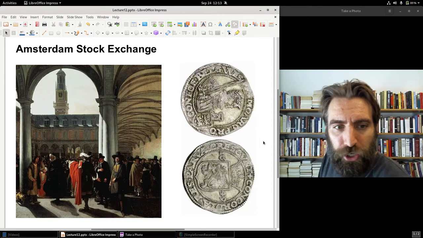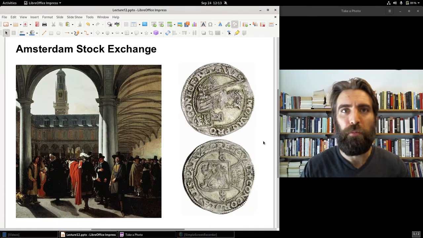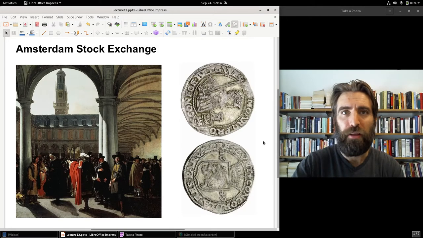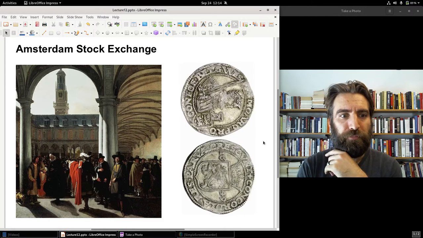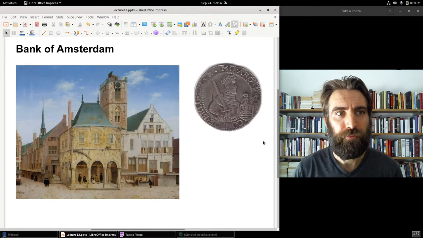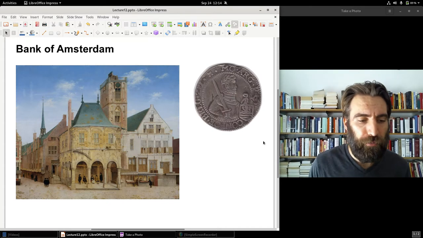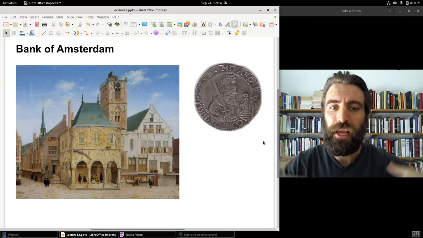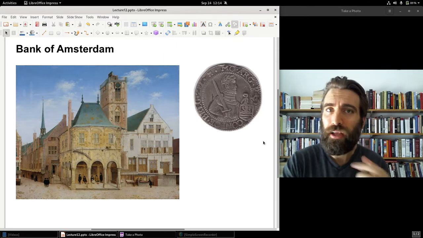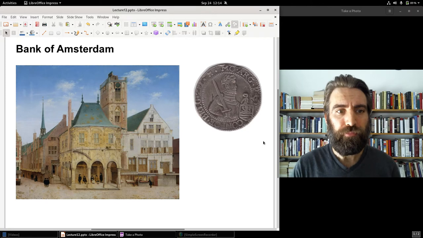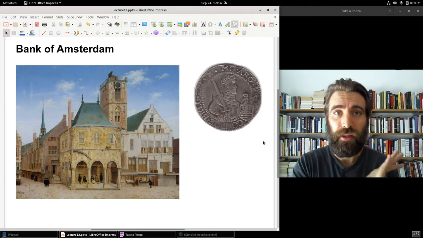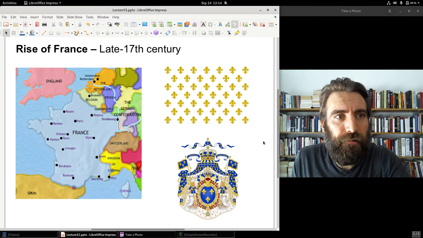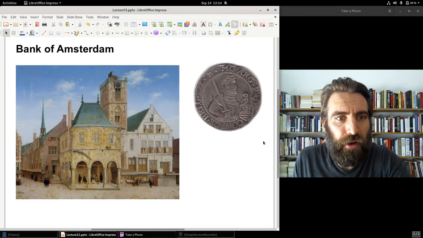The Dutch earned a reputation in the 17th century as the most commercial people in the world. This is the Amsterdam Stock Exchange, the place where you could buy and sell shares in different companies. The Bank of Amsterdam is founded in the early 17th century. And the Bank of Amsterdam, with deposit banking, lending, and buying and selling of bills of exchange and banknotes, becomes the most powerful bank in Europe, surpassing the Bank of Venice. And so that is Holland.